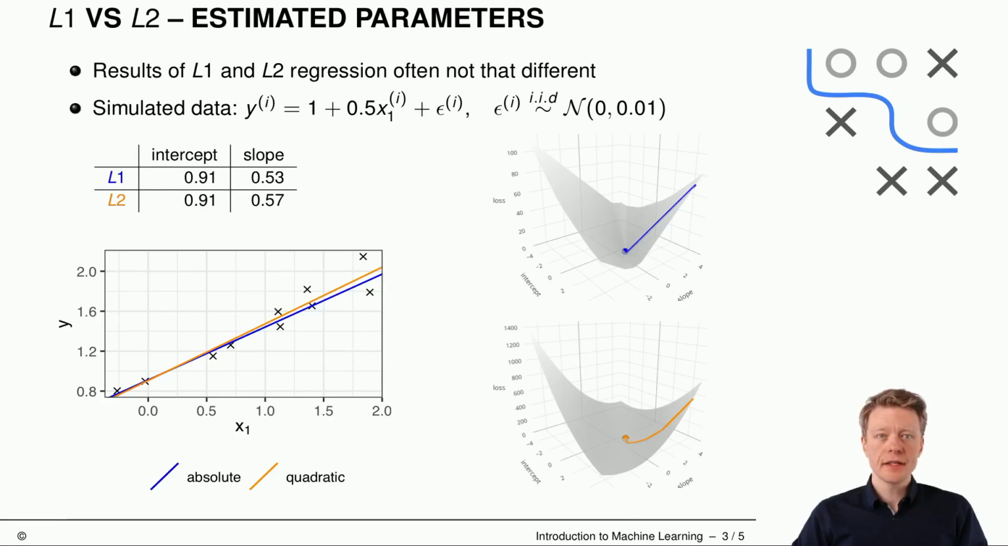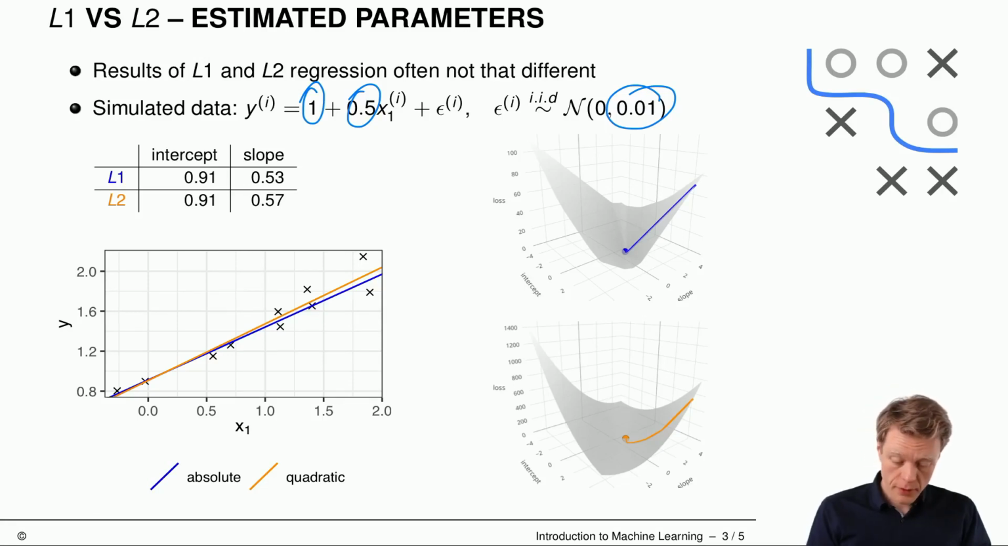Let's have a look at the estimated parameters of L1 and L2. The point is that very often the results of L1 and L2 regression are not that different with respect to the estimated parameters. So let's have a look at some simulated data here. The data generating process is that we have an intercept of 1, and a slope of 0.5. We have one continuous feature x1, and then we have an additional noise parameter, which is just a Gaussian random variable with mean 0 and variance 0.01.